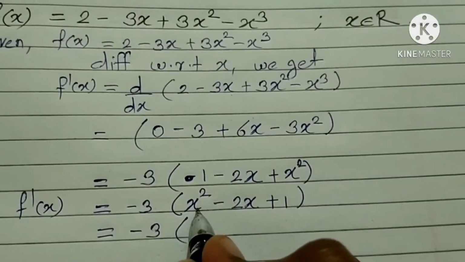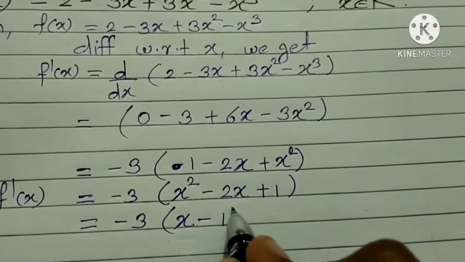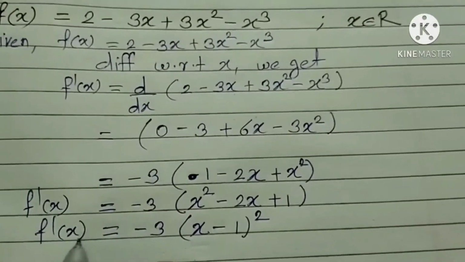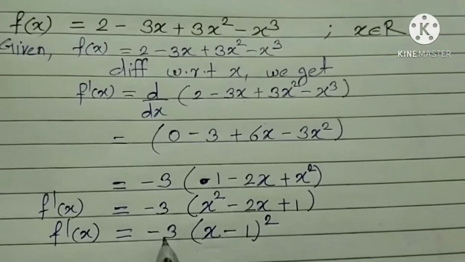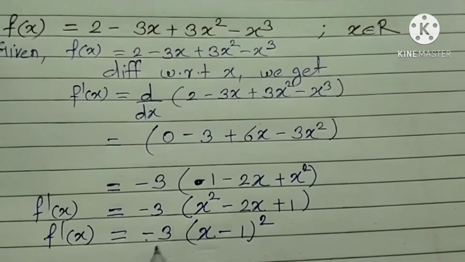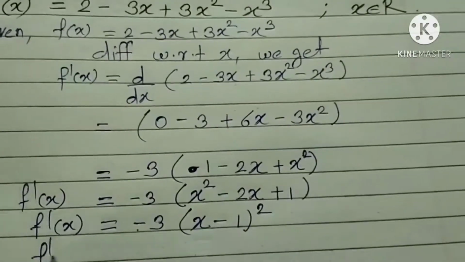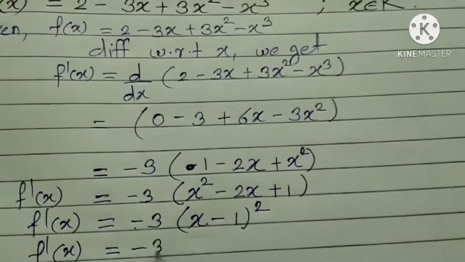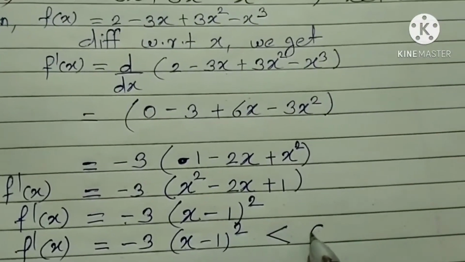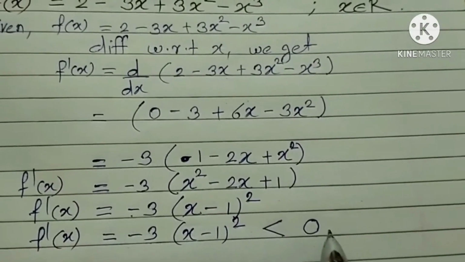Now this is square of x, negative sign, and this is also square of 1 whole square, f dash of x. Now here we know that negative sign is always less than or equal to 0. Okay. So here f dash of x is strictly less than 0. Actually, when it is negative sign, then it is strictly less than 0.